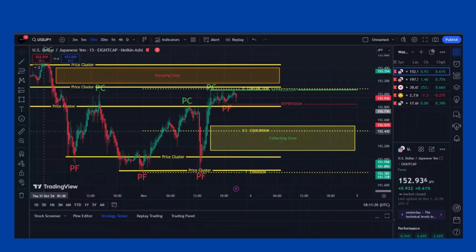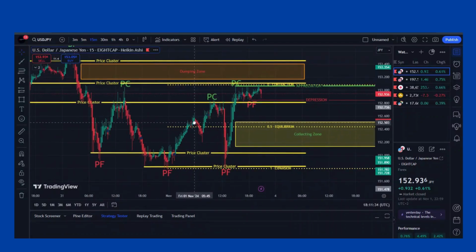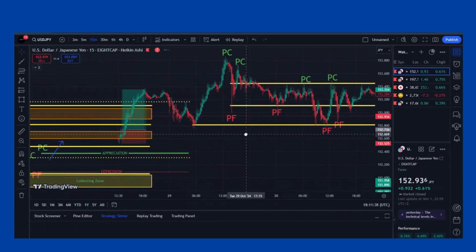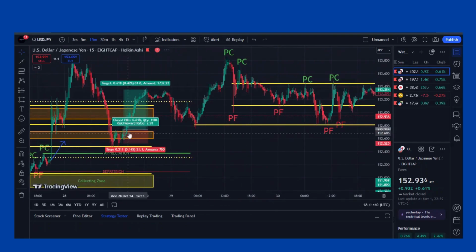Today we're going to dive into the weekly analysis for the upcoming week. The previous week has been a profitable week. It was a good week as per our previous analysis. As you can see from USD/JPY, we have got 1 to 2.5 here.